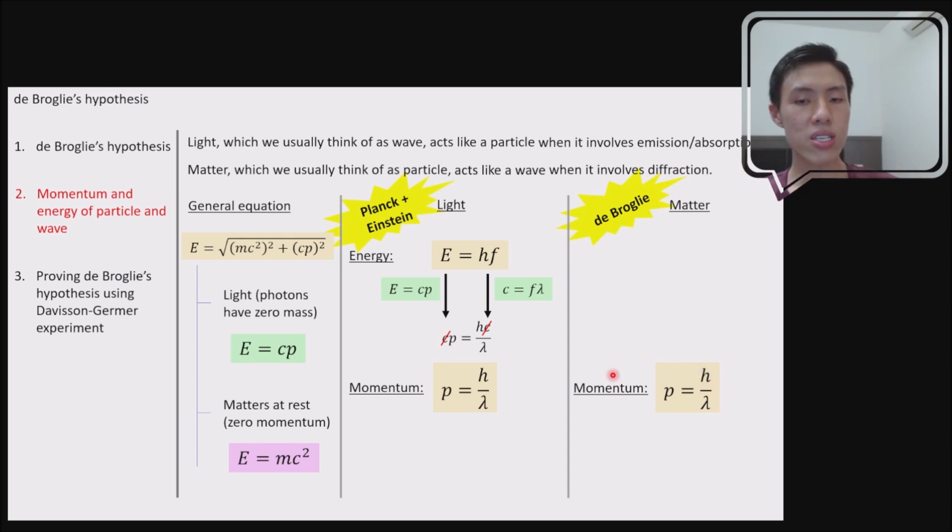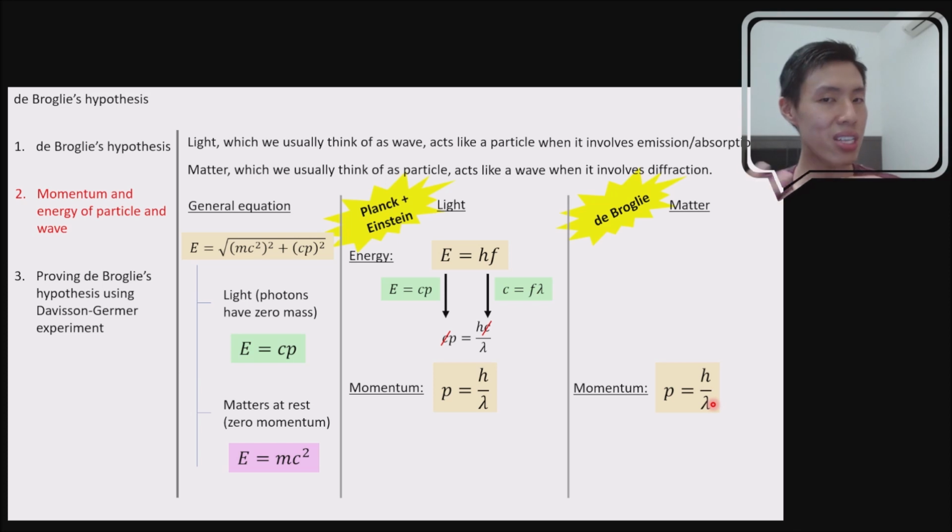So the proposal is that if for light, the wave properties and particle properties can be related by P is equal to h over lambda, then maybe matter can also have these same properties to relate the particle properties and the wave properties. So by knowing that, we can say that matter, we can determine its wavelength. So matter now has a wavelength. Matter behaves like a particle, but right now it has a wavelength.